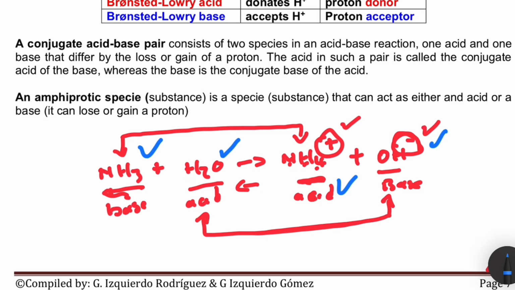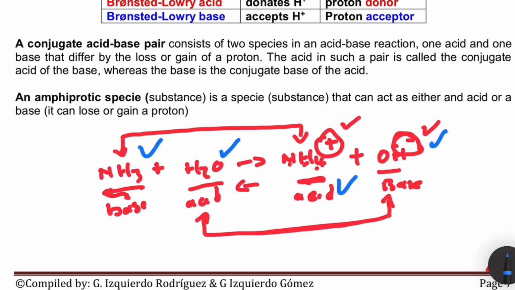Now let's take a look at an amphiprotic species. It is a species that can act as either an acid or a base. A good example of an amphiprotic species, we used to call it an ampholyte back in the days, is H2O. When H2O reacts with a base, it acts as an acid, and when it reacts with an acid, it acts as a base. So it is amphiprotic because it can act as either an acid or a base.